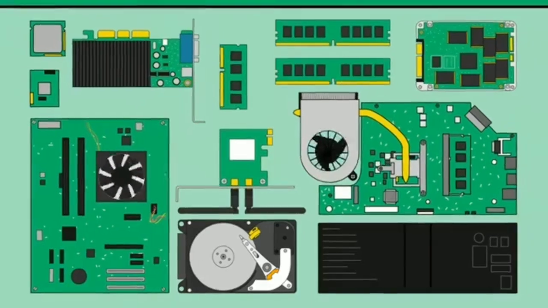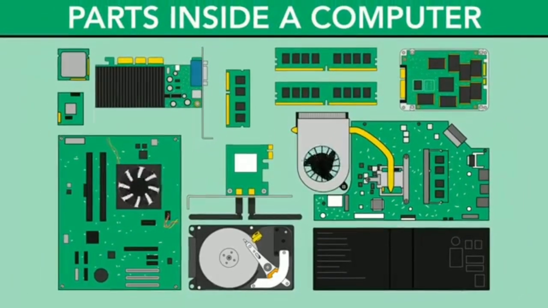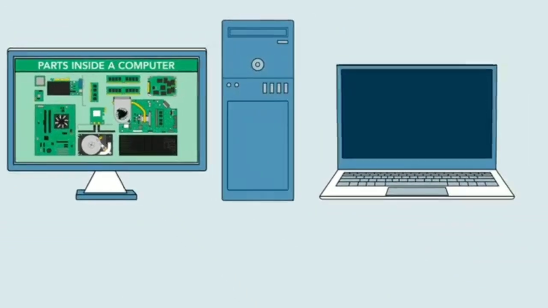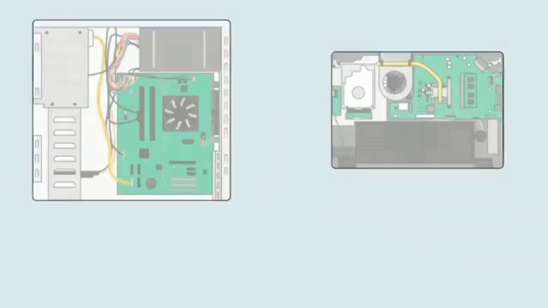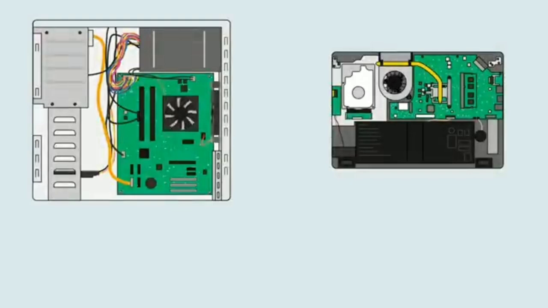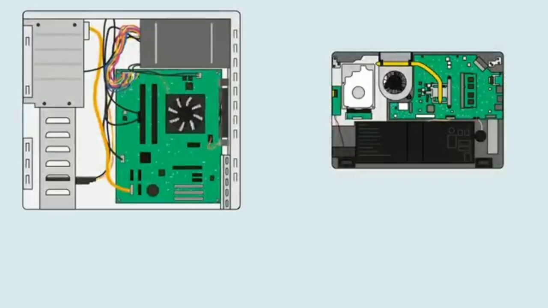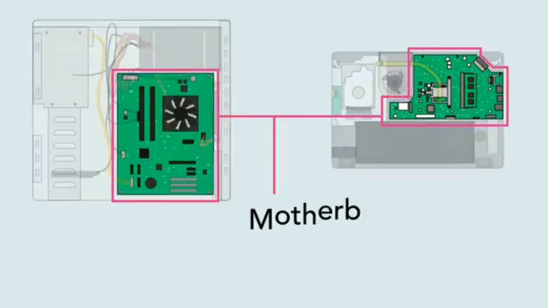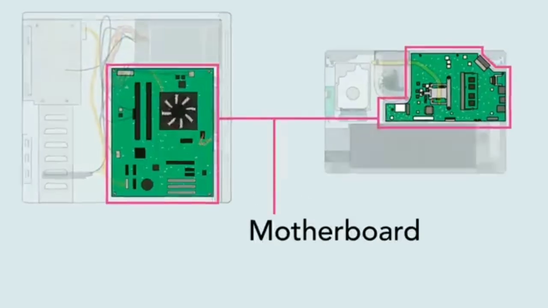You may already know that there are many important parts inside a computer, but what exactly do they do? Let's take a look at the various components that make a computer work, whether it's a desktop computer or a laptop. Let us first discuss the motherboard. What is a motherboard?